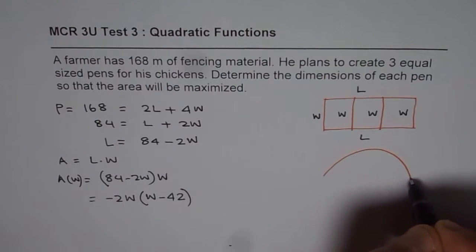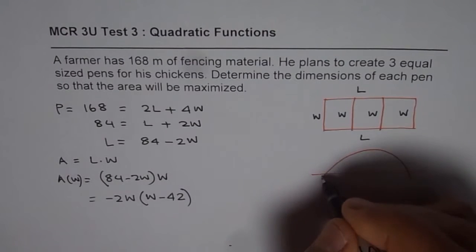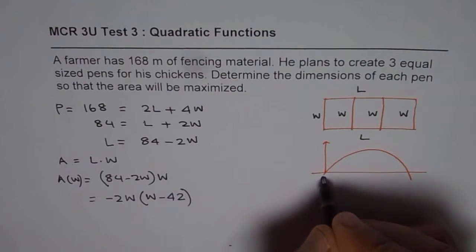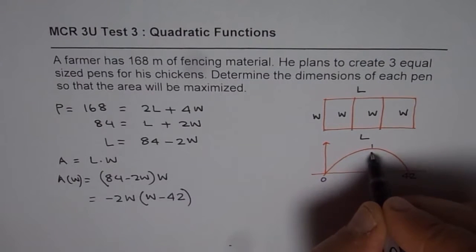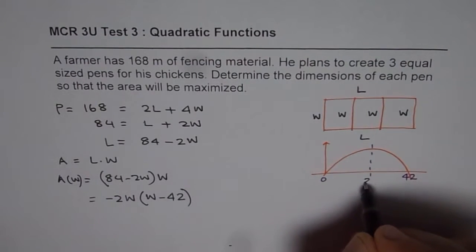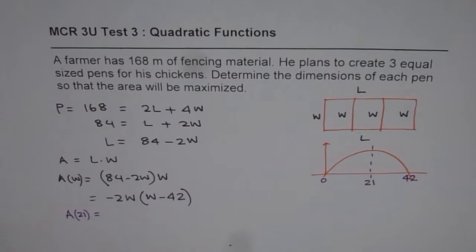Do you see that? So that is how we can sketch it, where, as you can clearly see from the equation itself, we are going to have 2 zeros. One is at 0, the other one is at 42, right? So the maximum will be right in the center. So the center is 0 plus 42 divided by 2, so 21, right? So therefore, maximum area will be when width is 21. Do you understand?